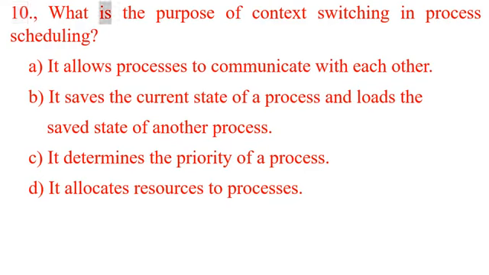10. What is the purpose of context switching in process scheduling? A. It allows processes to communicate with each other. B. It saves the current state of a process and loads the saved state of another process. C. It determines the priority of a process. D. It allocates resources to processes.